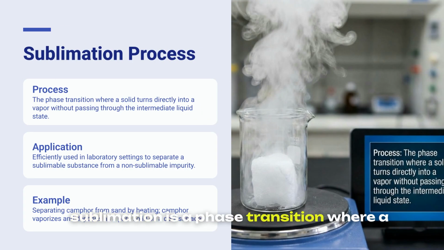Sublimation is a phase transition where a solid turns directly into a vapor without becoming a liquid. This process efficiently separates a sublimable substance from a non-sublimable impurity in a lab setting. For example, separating camphor from sand by heating.